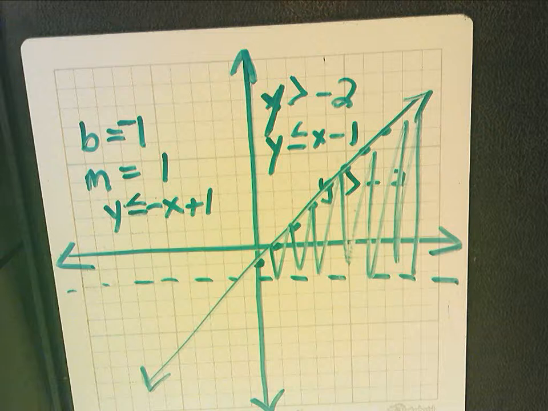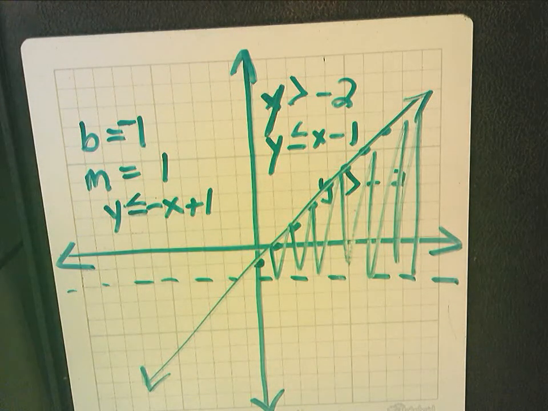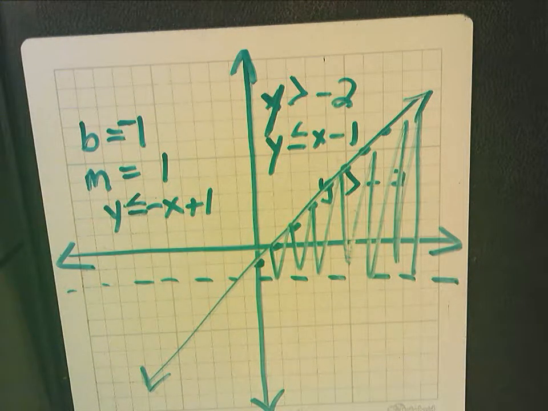Okay, so when you do this, you have to find the slope and the y-intercept, decide if it's solid or dashed, to be greater than or equal to, less than or equal to if it's solid, just greater than, less than if it's dashed, etc.